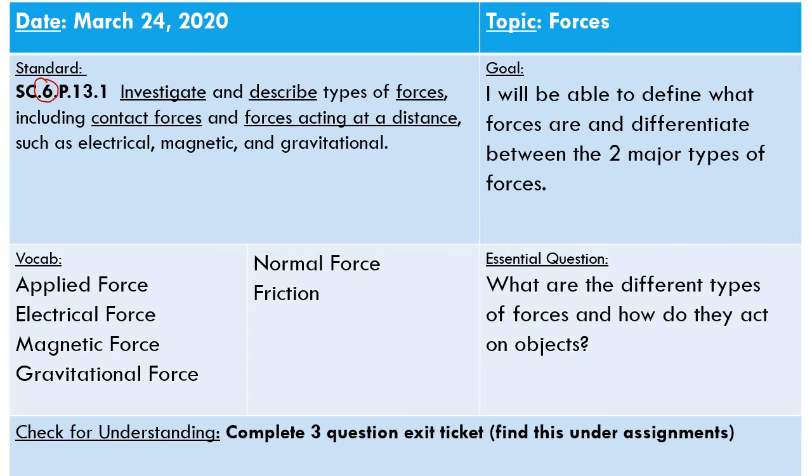Our goal for today, we should be able to define what forces are and differentiate between the two major types of forces. Our vocabulary: applied force, electrical force, magnetic force, gravitational force, and we're going to spend a lot of time on that one. Normal force and friction. Our essential question, what are we working towards? What are the different types of forces and how do they act on objects? And lastly, you're going to be completing a 3-question exit ticket, which you'll find under assignments.